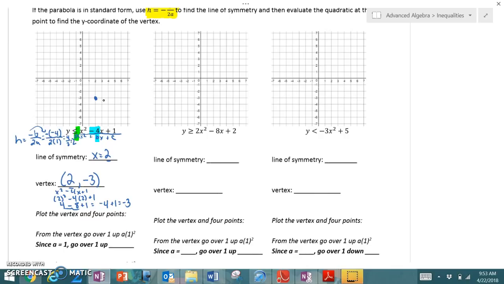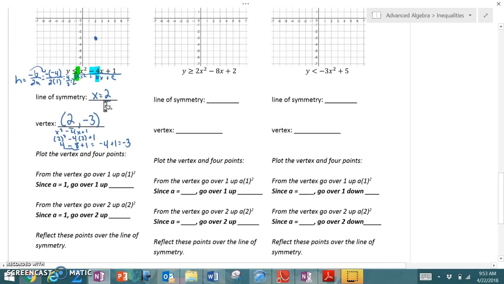From there, I still need to find my other 4 points. As we talked about, we're still going to take a. Now again, a is a little different. It's the number attached to the x squared. So my a is 1 in this case. And I'm going to take a times 1 squared.